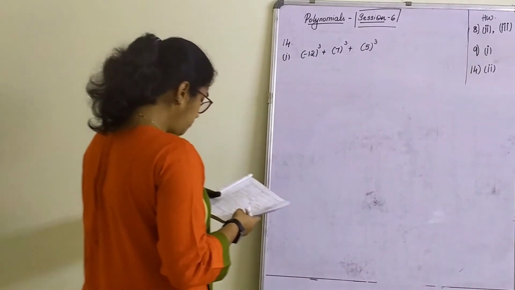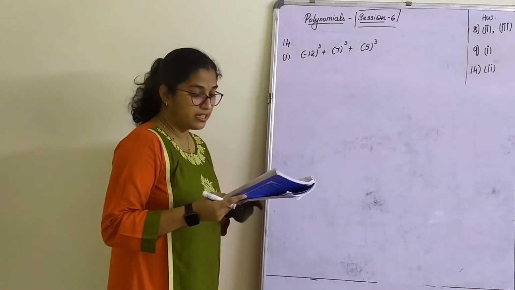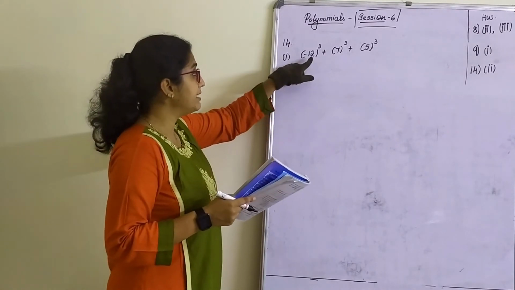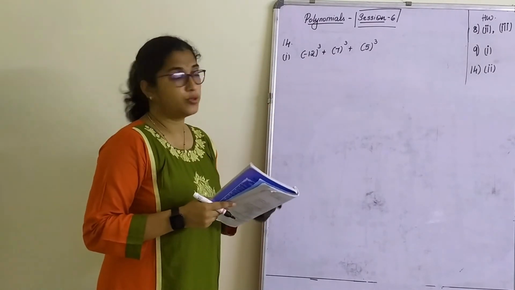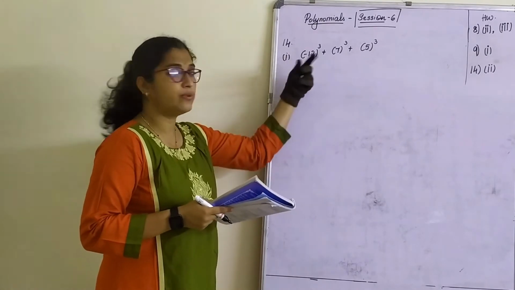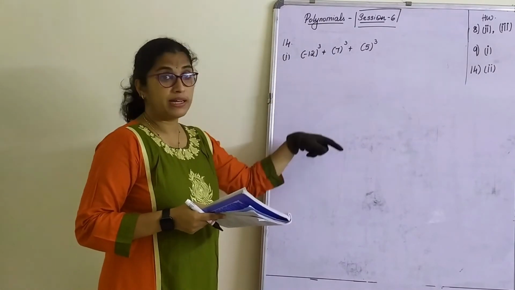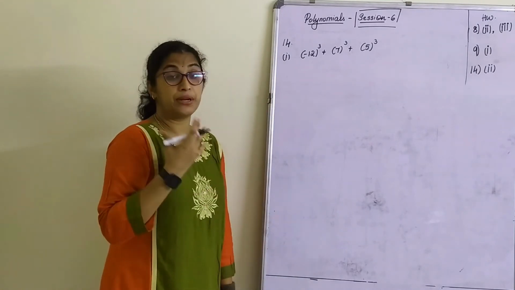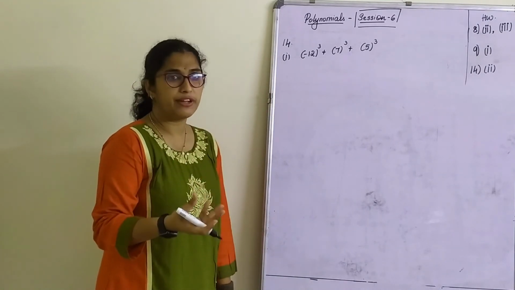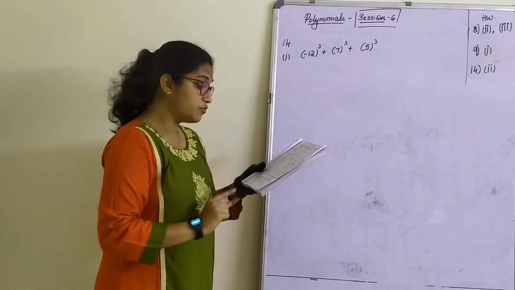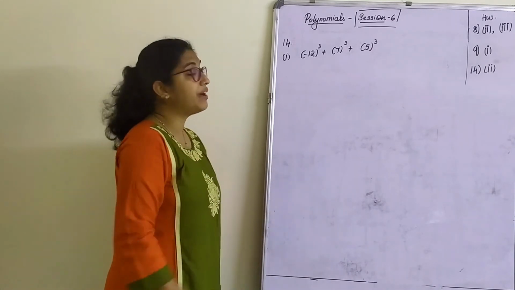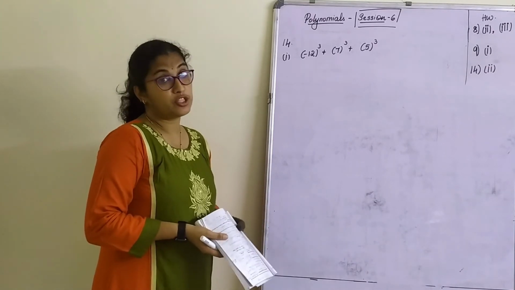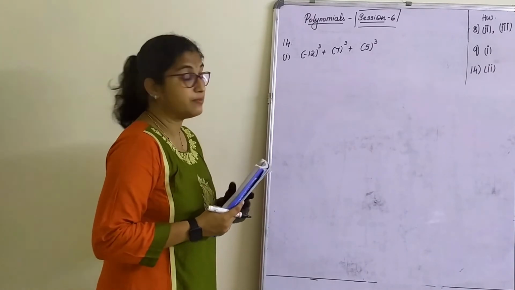14th one. Without actually calculating the cubes, find the value of each. That means, without finding 12 cube, 7 cube and 5 cube. So what we will do when we look at this sum? 12 cube answer we write, 7 cube answer we write, 5 cube answer we write. Whatever is the sign, we add, subtract, come to an answer. Correct? That's what we do. But here, we are not supposed to find the cube, but we have to find the value of this. But how is it possible? It's possible because of the special identity.